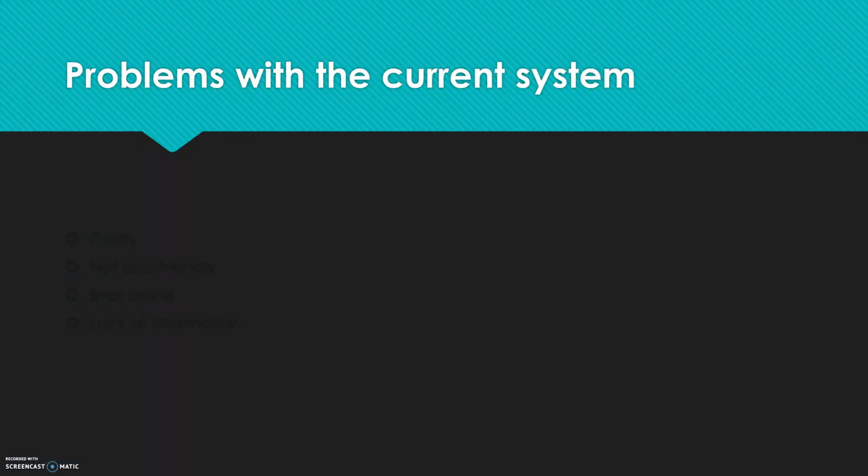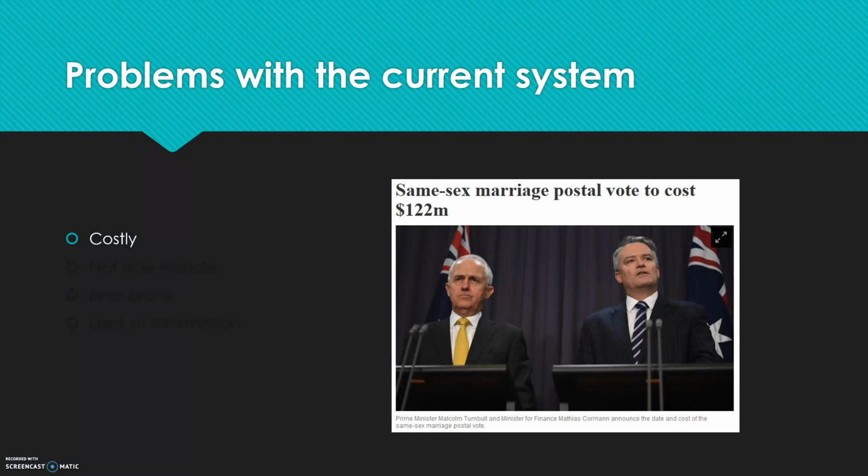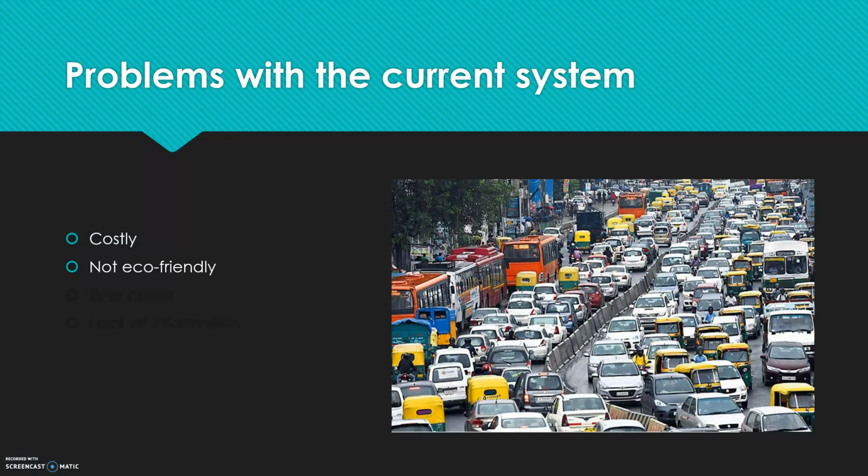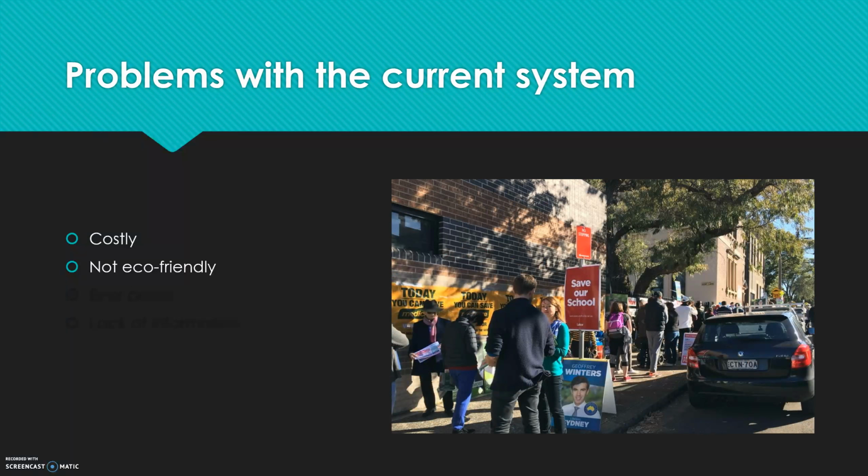So what are the problems with the current system? They are costly. As an example, the current plebiscite going on for the same-sex marriage is costing $122 million. They're also not eco-friendly. For the federal elections, you need to go to a polling station, which causes traffic jams and queues. The amount of ballot papers need to be printed is also a heavy burden for the environment.